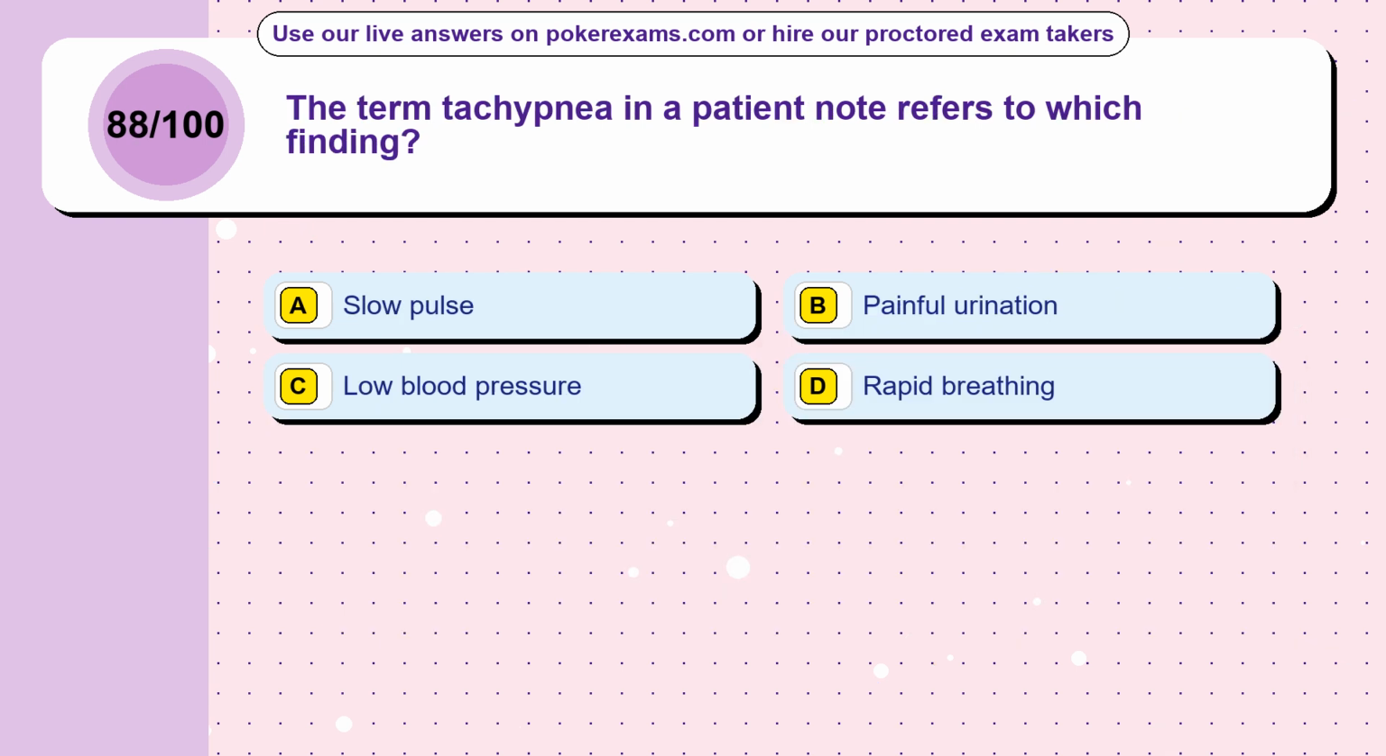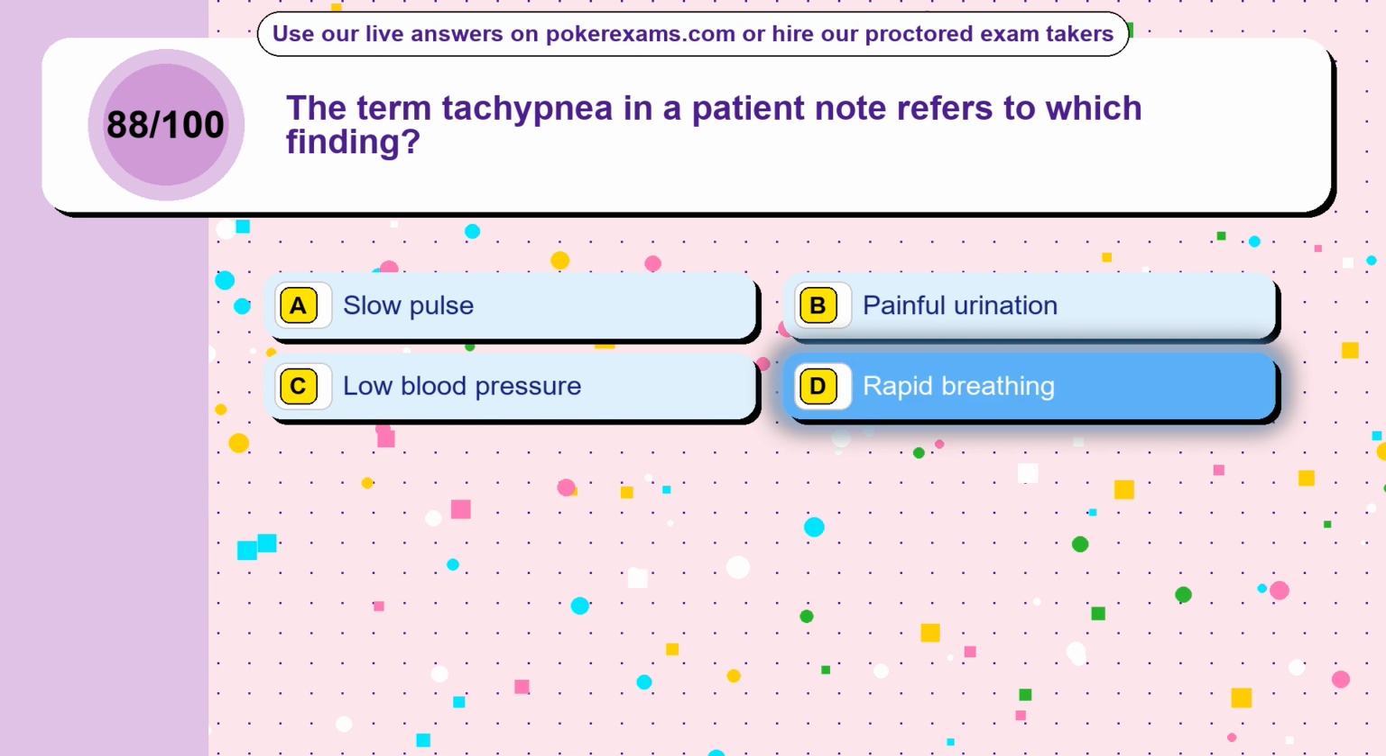Question 88. The term tachypnea in a patient note refers to which finding? Option A. Slow pulse. Option B. Painful urination. Option C. Low blood pressure. Option D. Rapid breathing. The correct answer is option D.